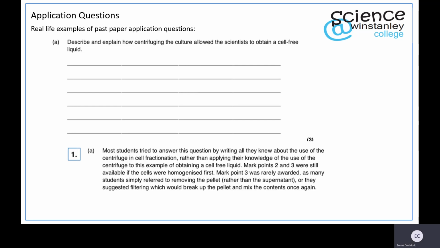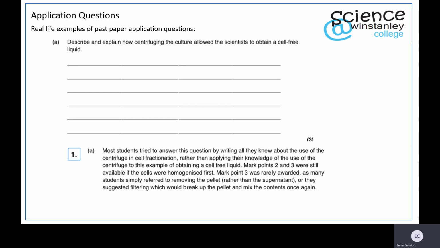Firstly, students will write all they know about the use of a centrifuge in cell fractionation. That's because this is what you learnt about in class. But we're not talking about cell fractionation. We're not splitting the nucleus from the mitochondria or the ribosome from the lysosome. Rather, we are applying our knowledge to the use of a centrifuge to obtain a cell-free liquid. Mark points 2 and 3 were still awarded if you got the first one wrong. So if you talked about cells being homogenized, you couldn't get the first mark because you've not talked about whole cells, but you could get the second and third because you were talking about the centrifuge.